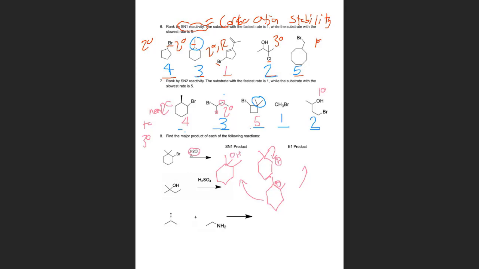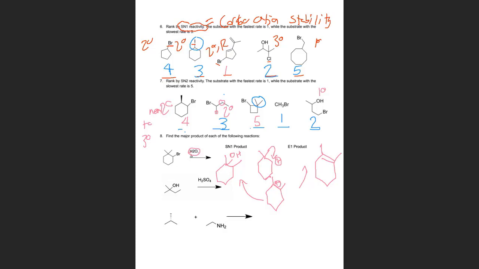For E1, we form a double bond, and because this is elimination 1, we're going to form the Zaitsev product, which is going to be right there. So those are our two options after we've formed the most stable carbocation.